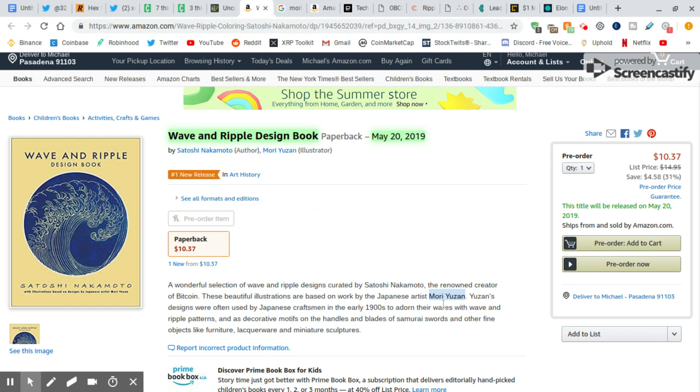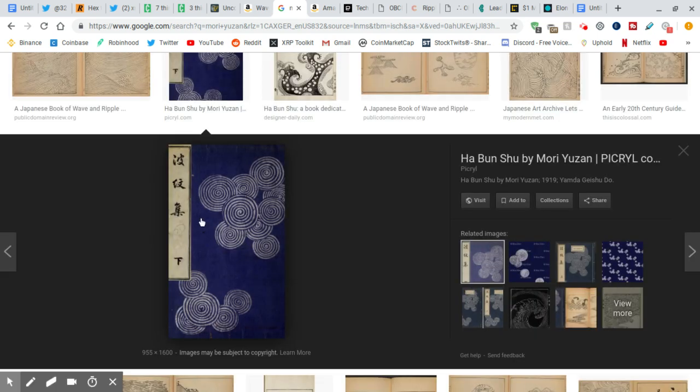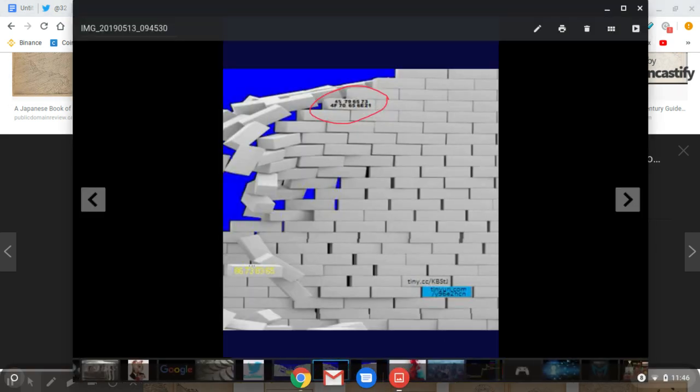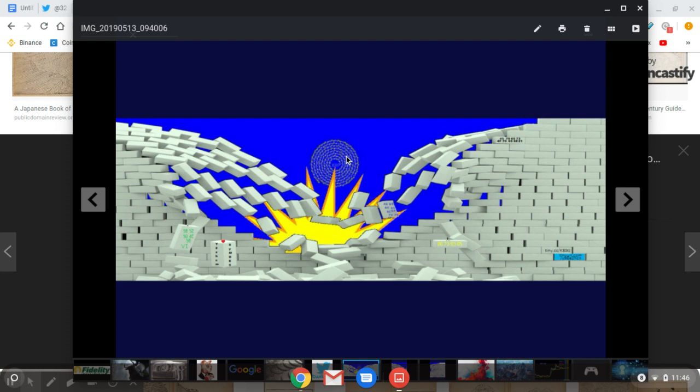So I can look at Mori Yuzan's work, and one of the designs in his work directly correlates to the background of Bearable Guy's background. Right there, the coil, with the XRP right in the middle. I don't know, you know? It might be correlated.